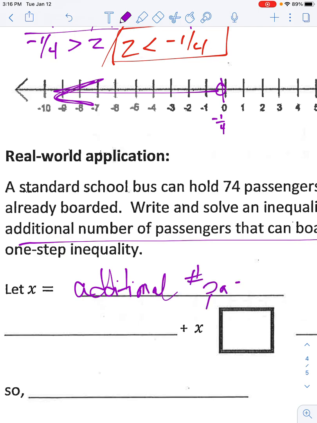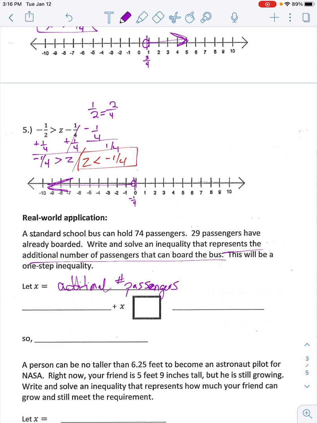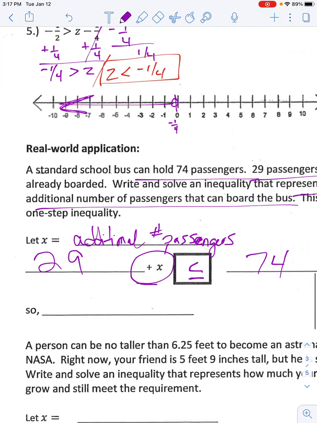So additional number of passengers is what x is going to represent. Okay. They kind of have this spelled out for us. So 29 have already got on, plus some amount of unknown passengers that still get to board. And there's 74 passengers total, right? No more than 74 can get on. 74 can get on, but no more than that. So it needs to be less than or equal to 74 passengers.